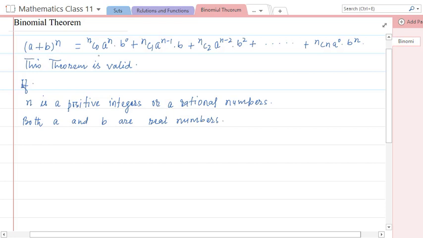If we consider the number of terms in the right hand side, then the number of terms in the right hand side will be n plus 1. So the number of terms equals n plus 1. There is no problem to understand up to this step. In this chapter we shall study what is the general term of a binomial theorem.